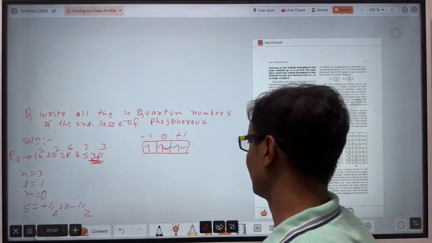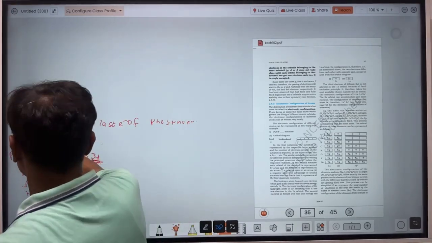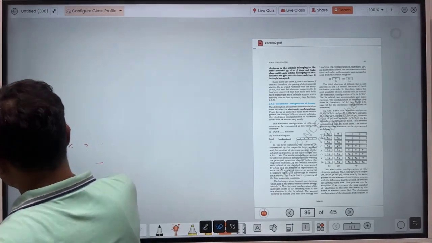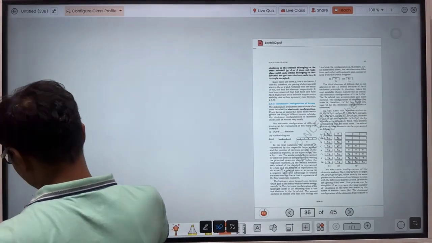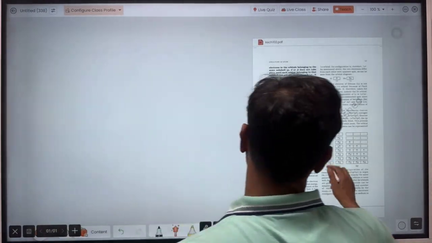Now let's see the homework. You will have to write all the 4 quantum numbers of titanium. Titanium's atomic number is 22. Okay, for the homework.